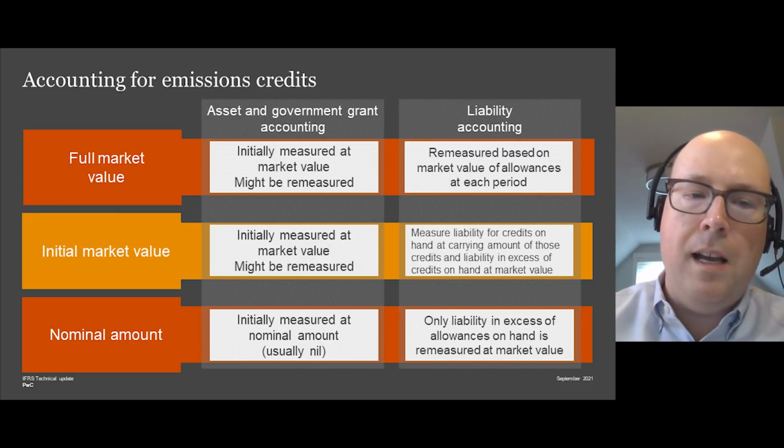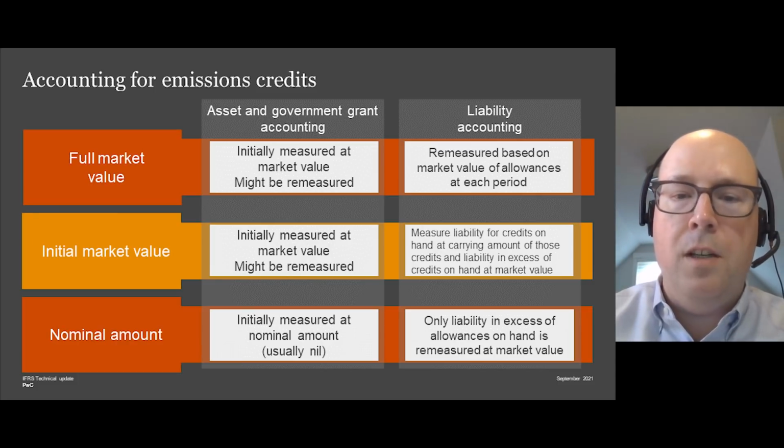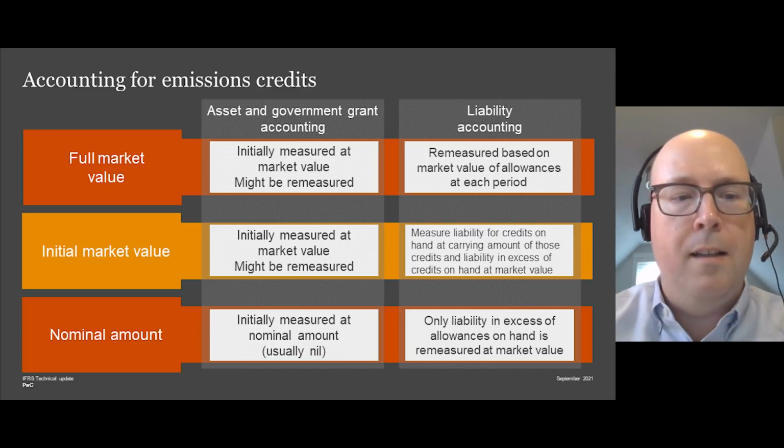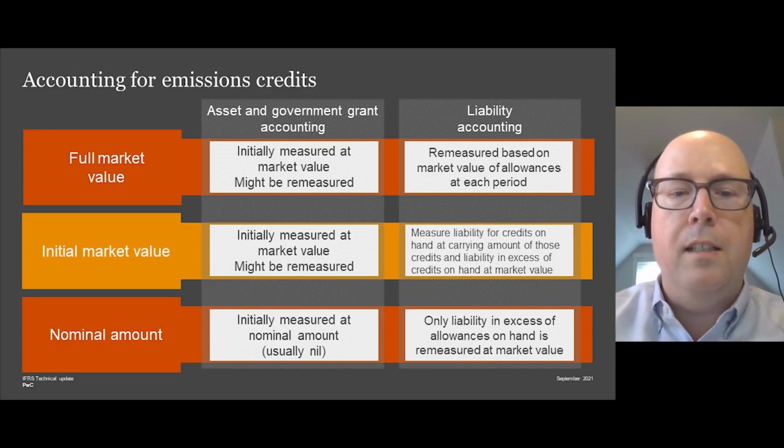On the liability side, the measurement for the emissions obligation will differ depending on the model selected. Under each model, the liability is initially recognized when the obligation arises, that is, when the liability is incurred.